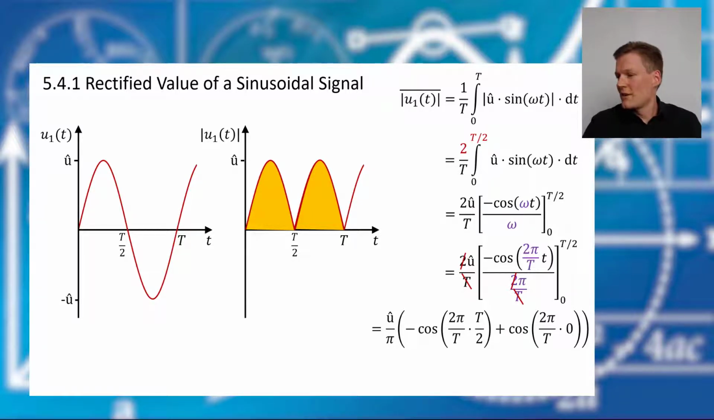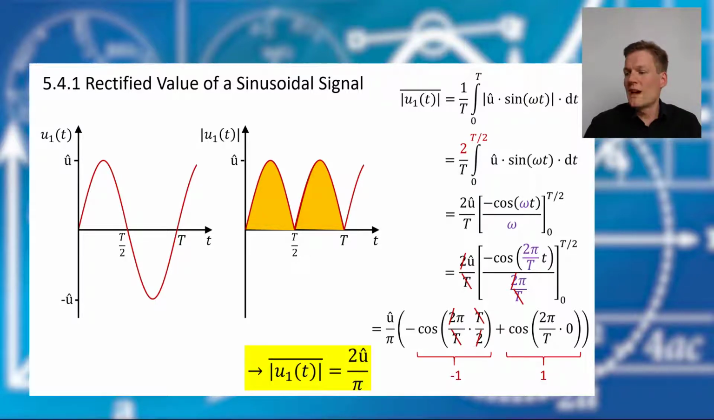And now let's have a look at the first cosine function. You see, we get rid of these 2's, we get rid of these capital T's, and therefore we have a cosine function of pi. And this is just a -1. And it becomes a +1 with a negative sign in front of it. And here the second function is a cosine of 0, and this is 1. And that leads to the rectified value of a sinusoidal function of 2 times the amplitude divided by pi.